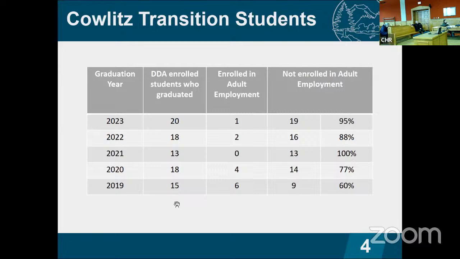The third column over shows how many are currently, as of last month, enrolled in adult employment services. So there's just a handful that are currently enrolled. And then on the far right, it shows how many are not enrolled. So you can see the majority of those transition students who have graduated are not enrolled in the adult employment services. So those are the numbers. That's the students that aren't.